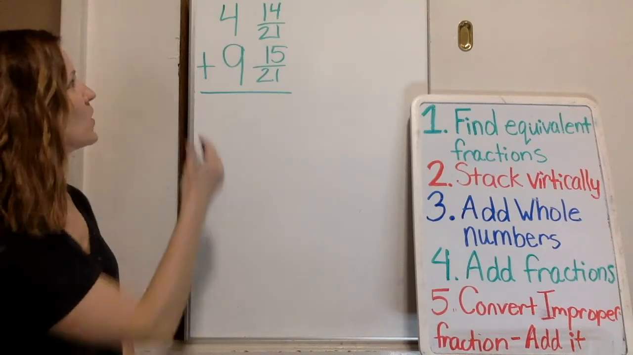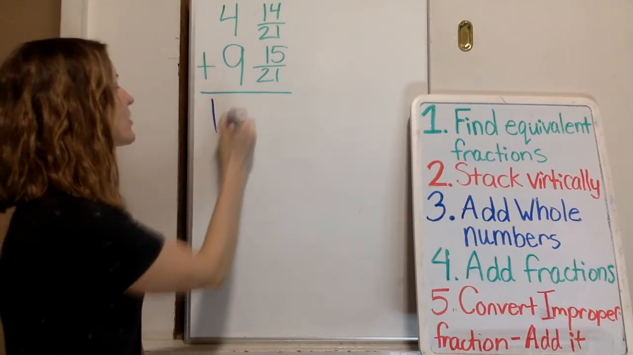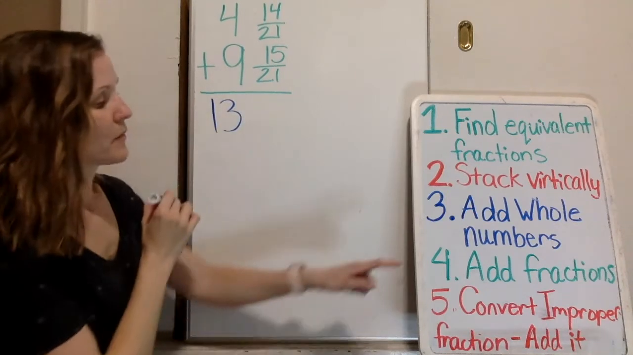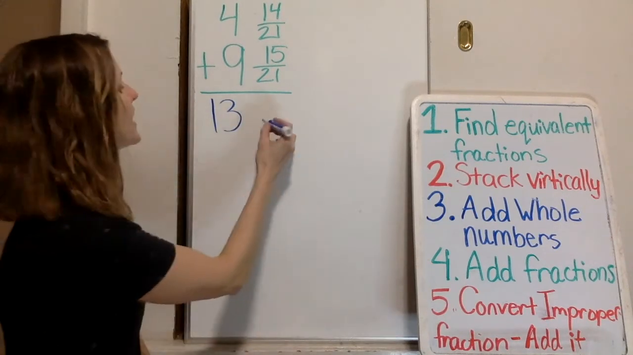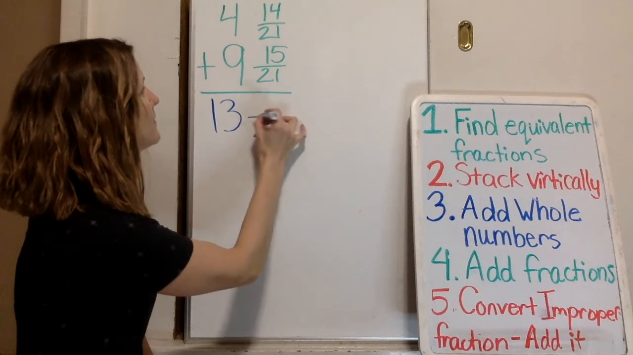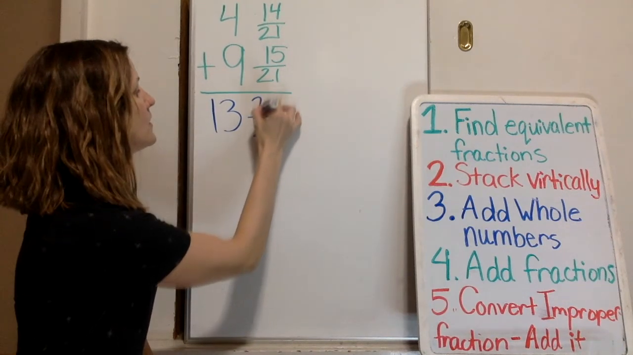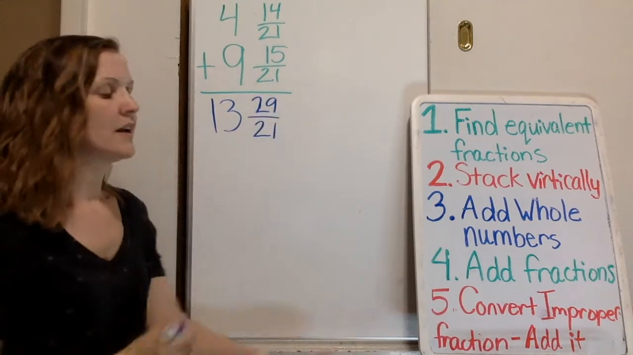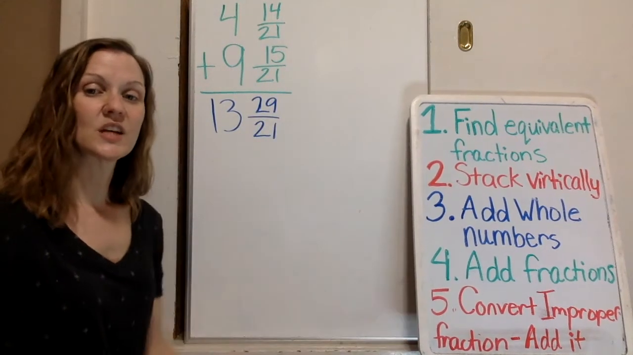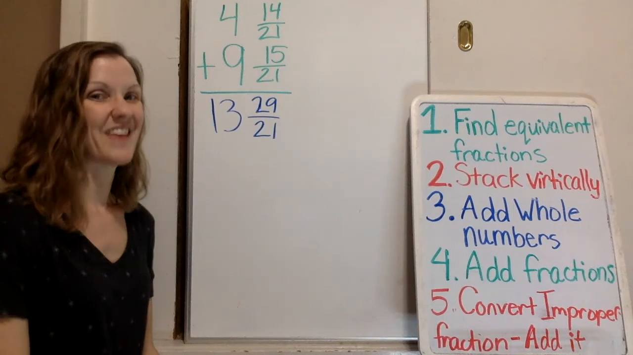First, I'm going to add my whole numbers, which is 13. Step number 4 is to add the fractions. I'm going to keep my denominator the same, and I'm going to add 14 and 15, which gives me 29. Now let's look at step number 5. It says to convert improper fractions and then add it.